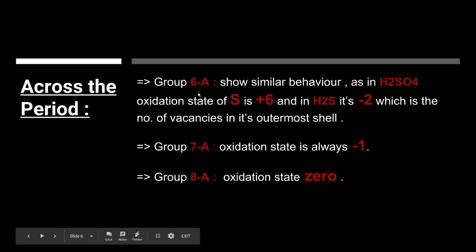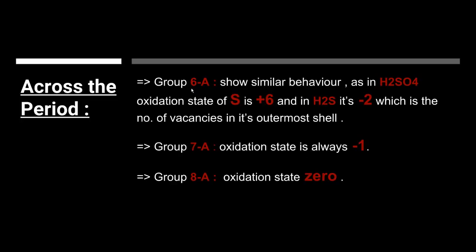Now for group 6A, which is the oxygen family: oxygen, sulfur, selenium, tellurium, polonium. They show similar behavior to group 5A. As in sulfuric acid, H2SO4, the oxidation state of sulfur is +6, and in H2S, which is hydrogen sulfide, it is -2, which is the number of vacancies in its outermost shell.